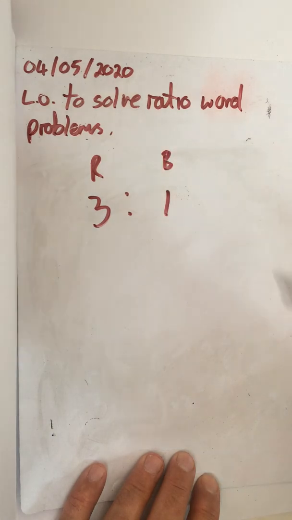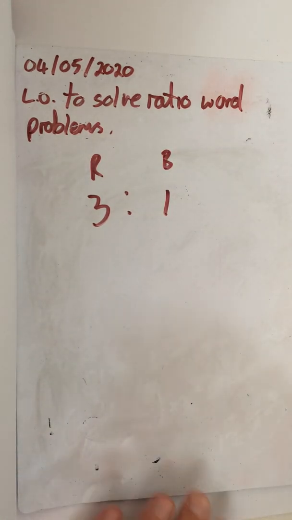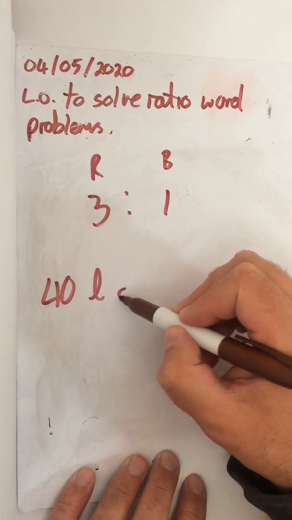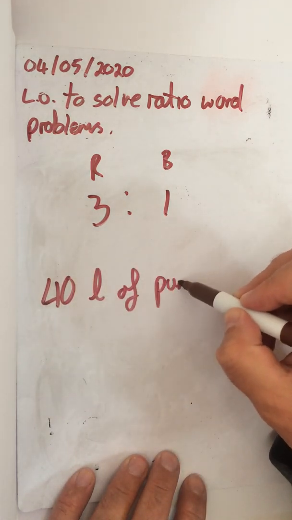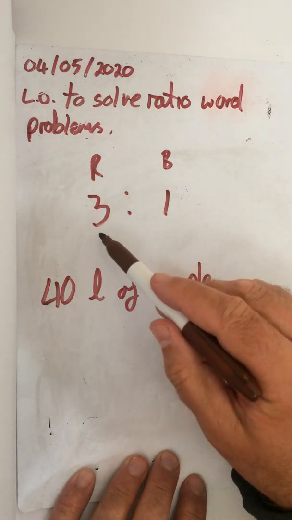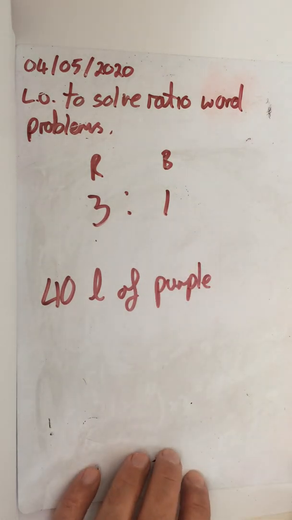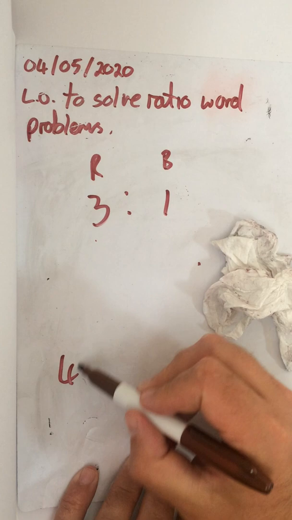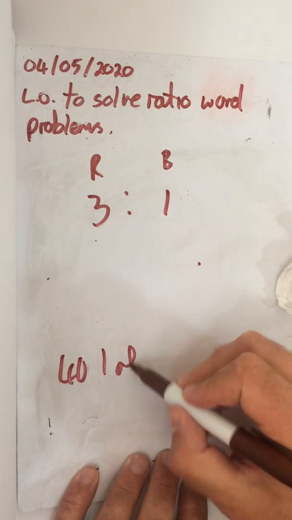Now, say for example I wanted to make 40 liters of purple, how would I be able to work out how much red and how much blue I need? I want 40 liters of purple. I'm just going to write that a bit further down.